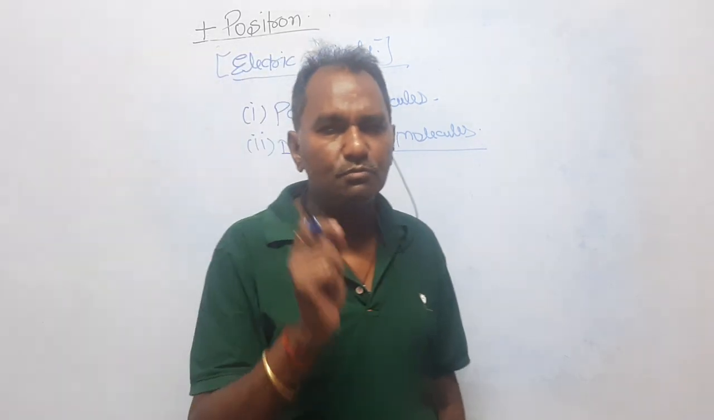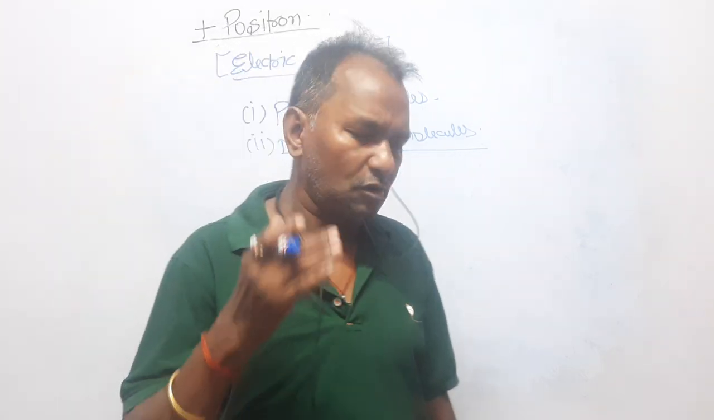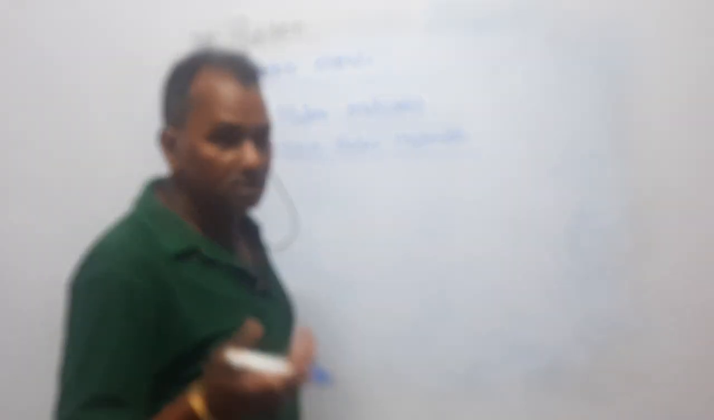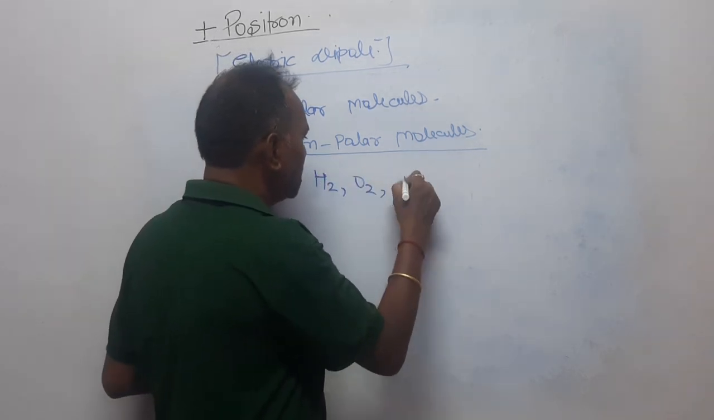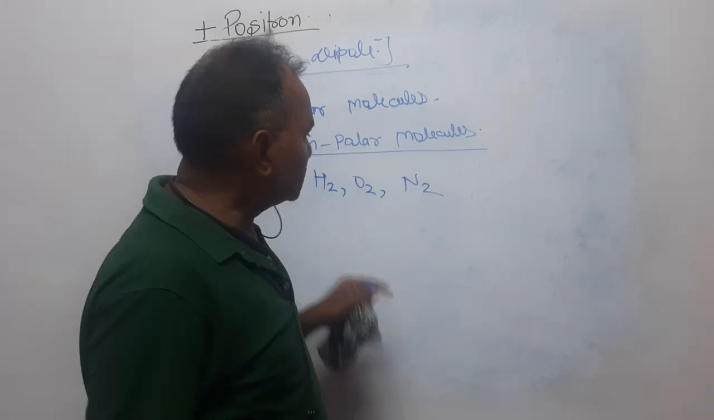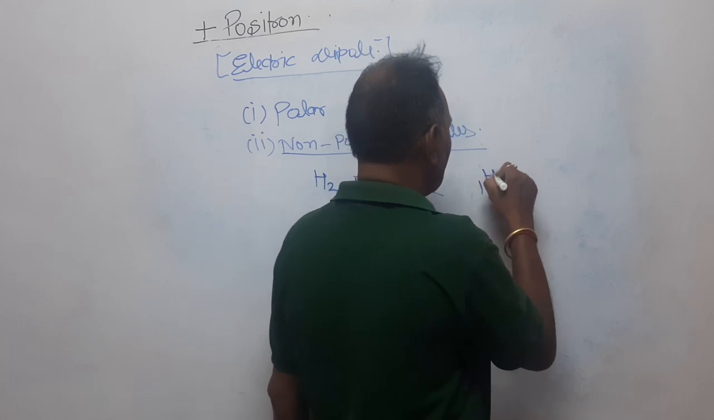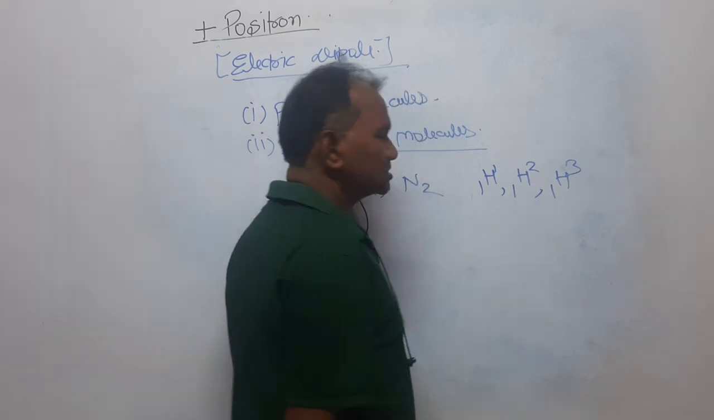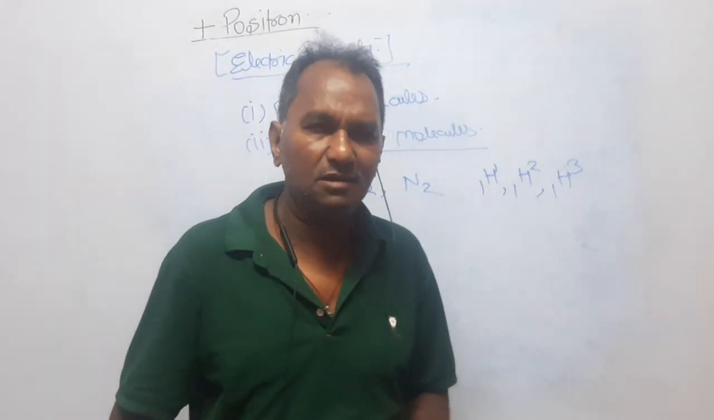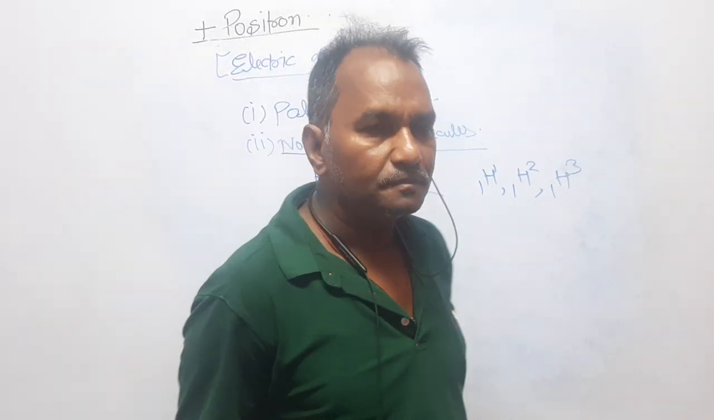We are considering those molecules which are composed of an even number of atoms, of the same type of atom. For example, H2, O2, N2. Right? If you consider H2, hydrogen has three isotopes: 1H1, 1H2 and 1H3. What are isotopes? Isotopes are those atoms which have the same atomic number but different mass numbers. These are said to be isotopes.